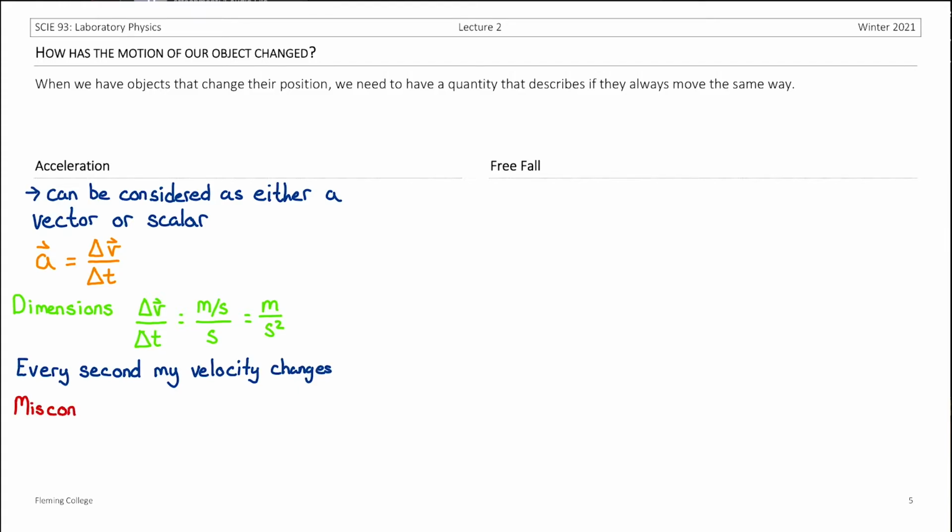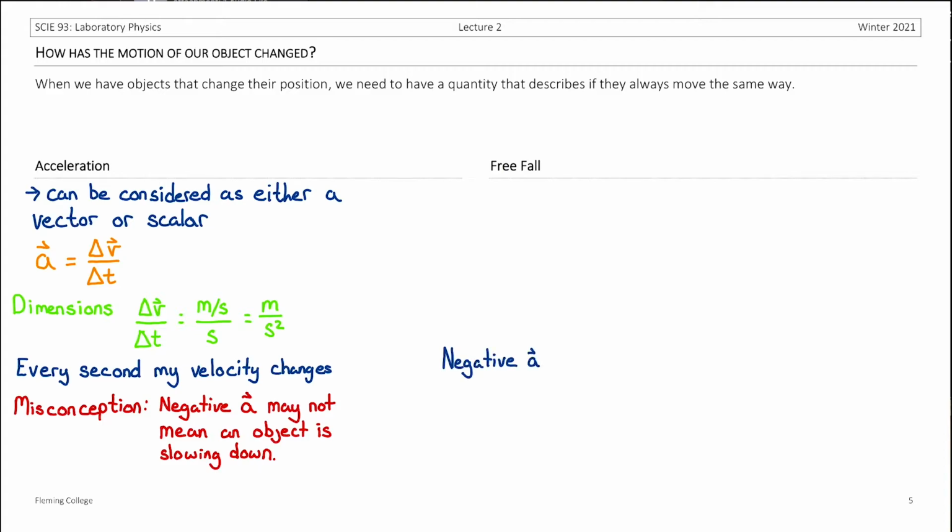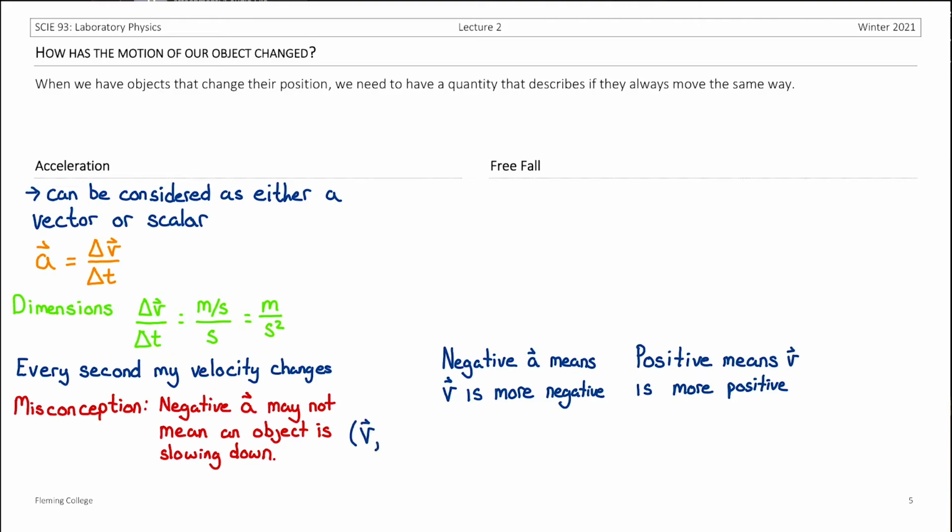Acceleration is a vector quantity often, and this leads to one of the major misconceptions. Negative acceleration does not always mean slowing down. Negative acceleration means more negative velocity each second, and positive acceleration means more positive velocity every second. So if we consider pairings of velocities and accelerations, we can have 4 different results.